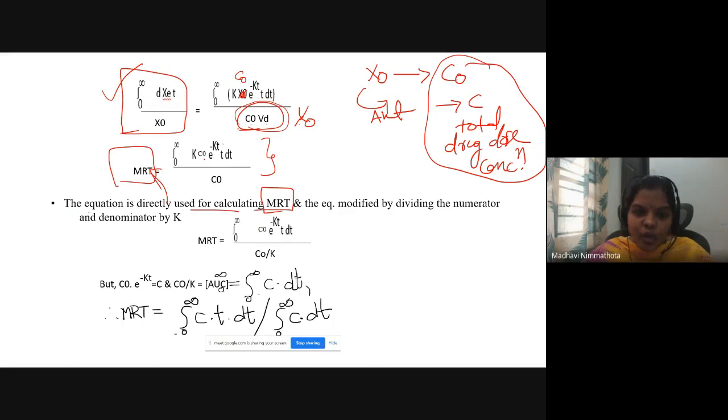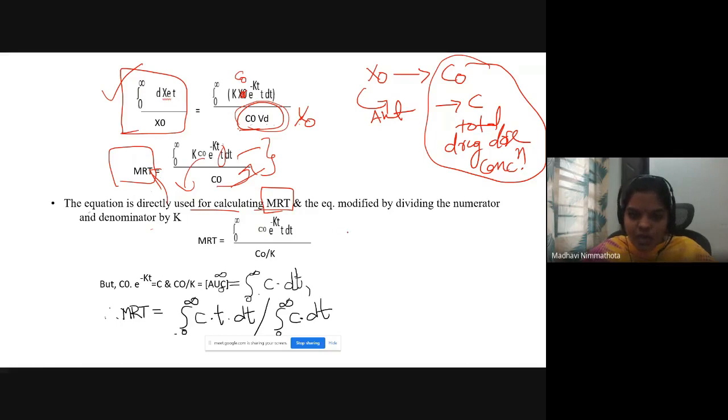So if we know the initial concentration of drug molecules, and if we know the time, then we can calculate MRT directly. The equation is modified by dividing the numerator and denominator by K. Again you will get one more equation, that is MRT equals integration from 0 to infinity C naught. Write it down. First you write down this equation.